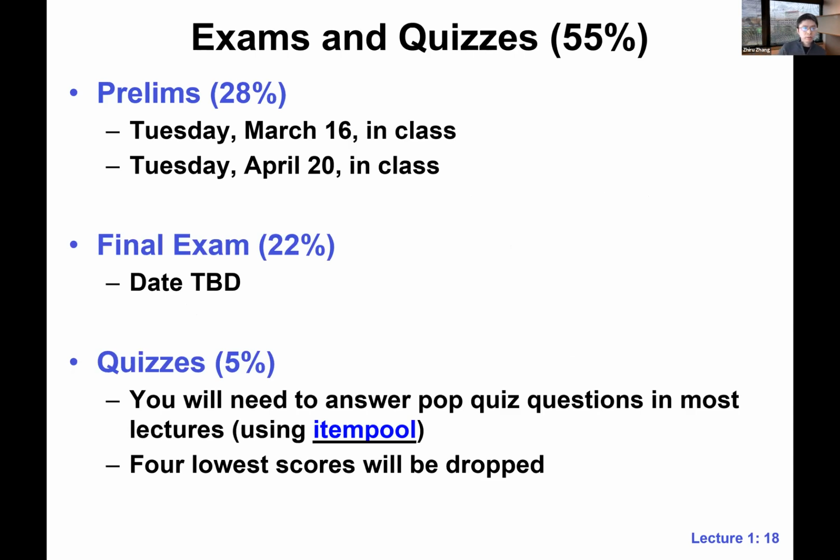And we will have 2 prelims, both of them in class. The reason we're doing it in class is that it's way easier for me to schedule things and to avoid some of the schedule conflicts. The first one is going to happen in a month or so, on March 16. The second one in another month, April 20th. Both of them will be in class, and we'll figure out the format soon. There's no date yet on the final exam, but the final will account for about 22% of the points.